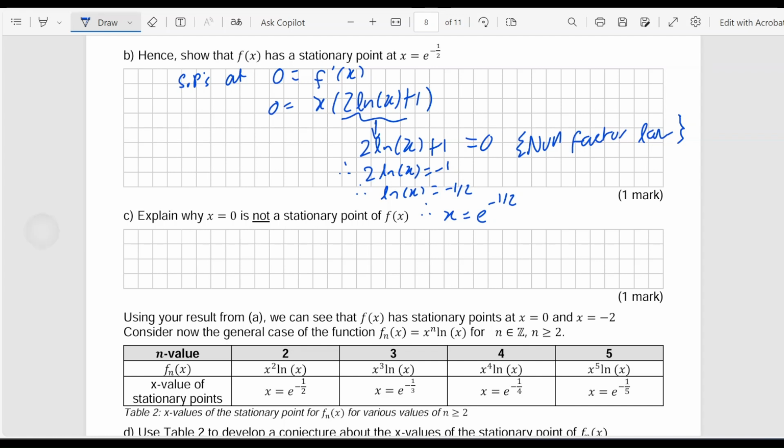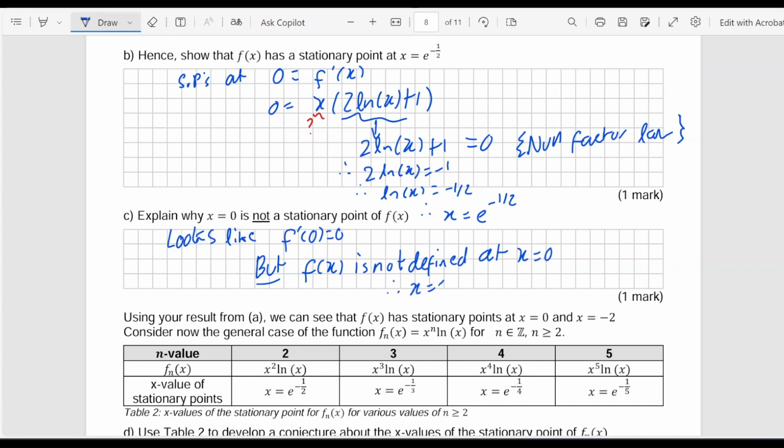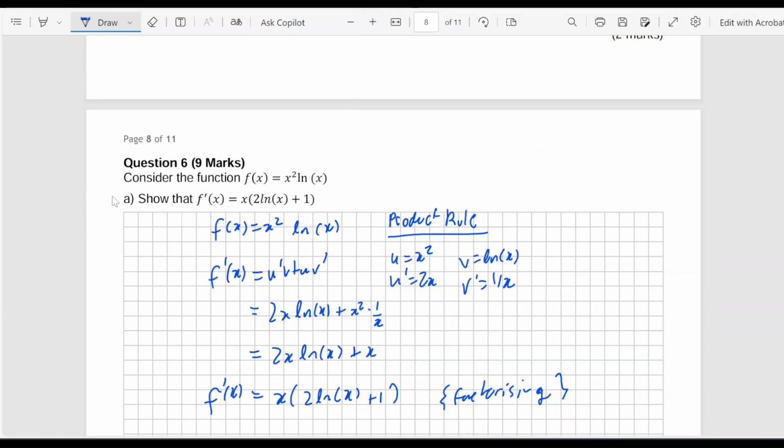Explain why x is 0 is not a stationary point. It looks like f dash of 0 equals 0 because it looks like we would get another one here for x is 0. But f of x is not defined at x is 0. Therefore, x is 0 is not a stationary point. And we can actually verify this by looking at the graph here. Well, the reason it's not defined as well is because you can't do log of 0. In fact, you can't do log of a negative number. And even in the derivative, you'd be trying to do log of 0 there.